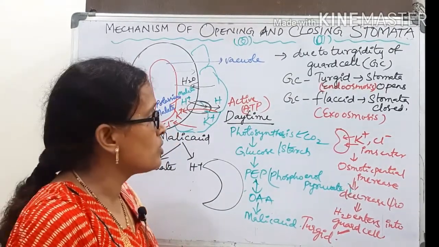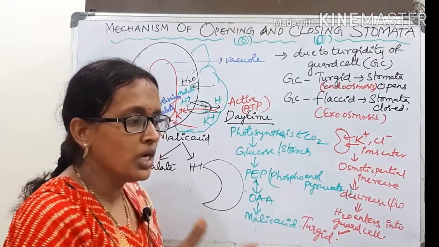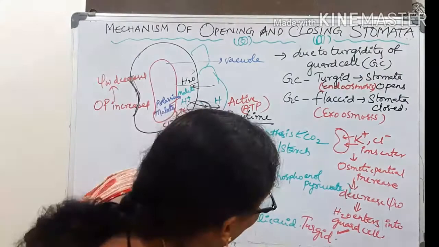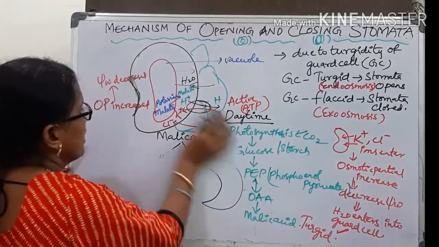When they are turgid, so water enters, that is endoosmosis. Water is moving into the cell inside. So here to open the stomata, what is happening?